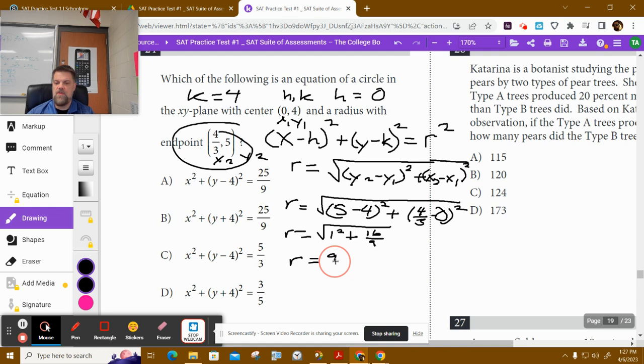Well, if I wanted to write 1 squared, it'd be 1, but isn't 1 the same as 9 over 9? So it's really the square root of 25 over 9. What's the square root of 25? 5. What's the square root of 9? 3. So we're almost done.